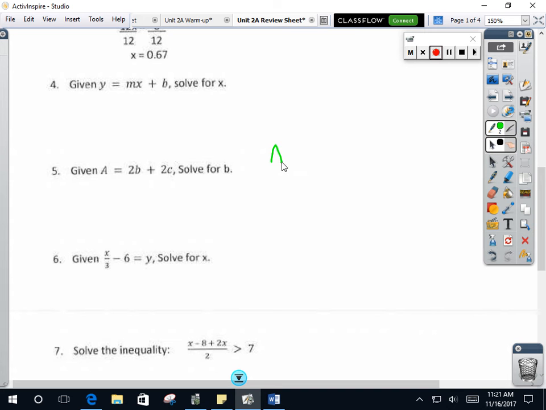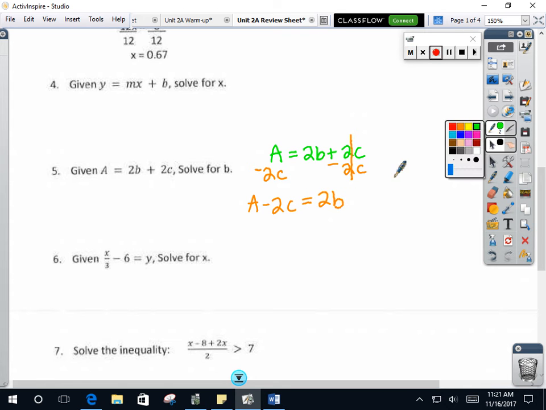Okay, we have A equals 2B plus 2C, and they want you to solve for the B. So what do I do first? Right, that's the property of equality for subtraction. On the right, they cancel each other out because they're additive inverses. One's a positive 2, one's a negative 2. On the left, you have A minus 2C, and on the right, you have 2B.